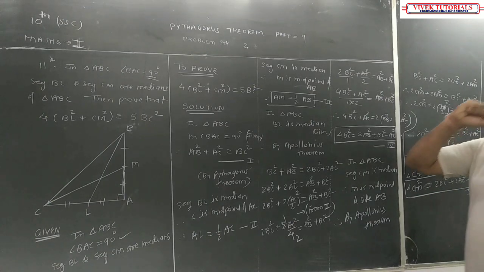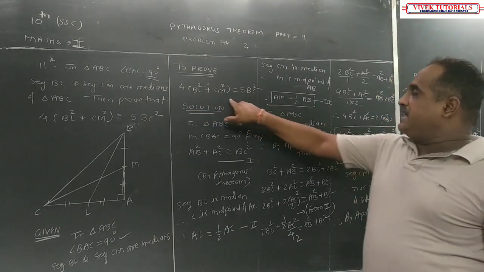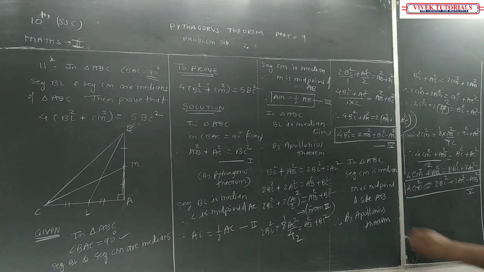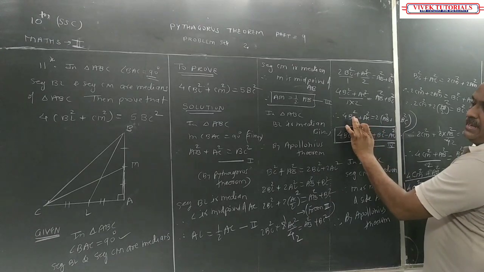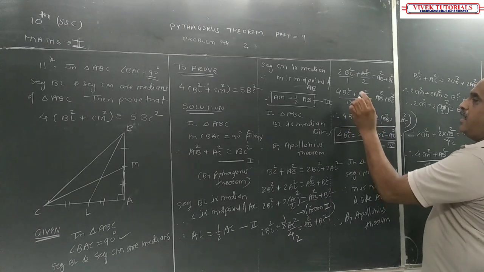What we required is 4 in bracket BL square plus CM square. It is a BL square.